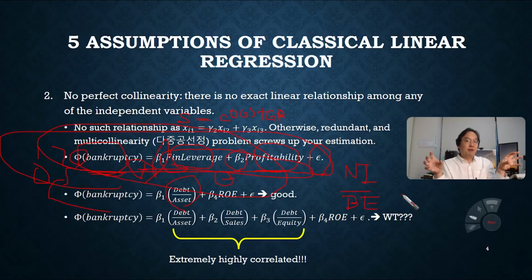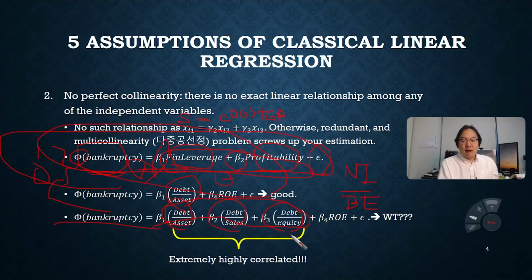against each other, okay? For example, in the last line over here, what do you have? The left-hand side is the same, but the right-hand side, if you look at the first three items, you have debt over asset, debt over sales, and debt over equity. Right? You see the trouble over here. They are highly correlated, extremely highly correlated, and it causes a problem called multicollinearity. Okay? What the heck? This is the situation where you should say, what the heck?